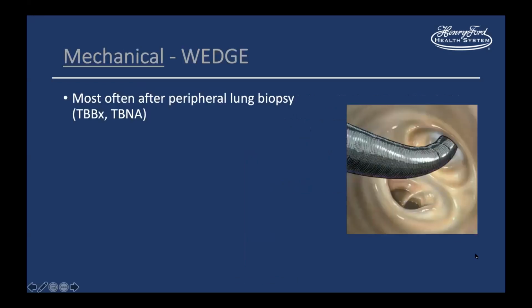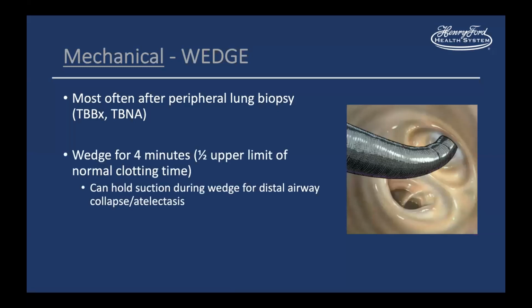And then lastly, anyone who's rotated through the bronchoscopy suite knows that you can wedge. This more often occurs after a peripheral lung biopsy, like a TBBx or TBNA, where you know exactly where the bleeding's coming from. The goal here is you basically just wedge your scope, and some folks hold suction, some don't. The idea with holding suction is that you're creating collapse and atelectasis for further tamponade and clot formation. You should be holding wedge for 4 minutes, and this is based off the upper limit of normal for clotting time. After 4 minutes, you break wedge and see if you're still bleeding. If you are, you wedge again, and usually at that point you would wedge for 8 minutes and reassess.